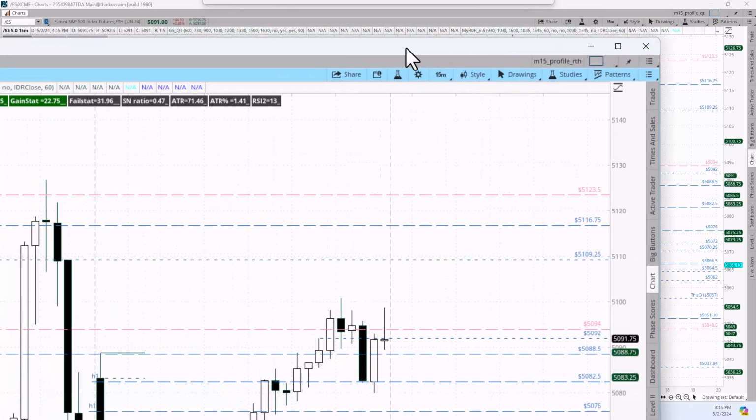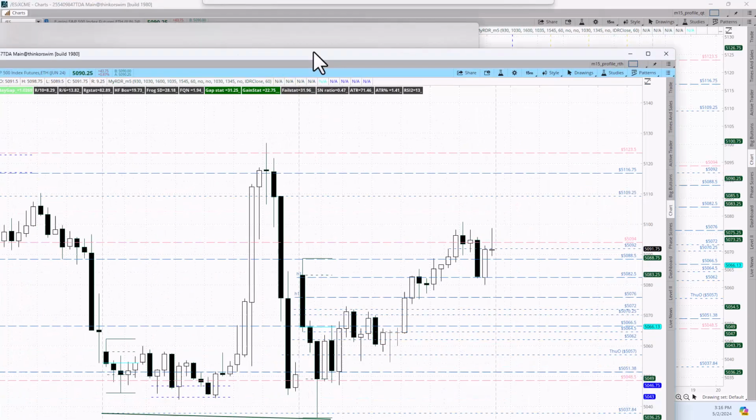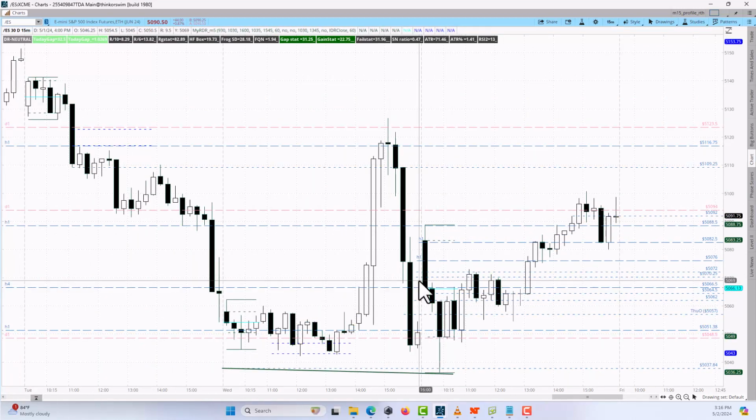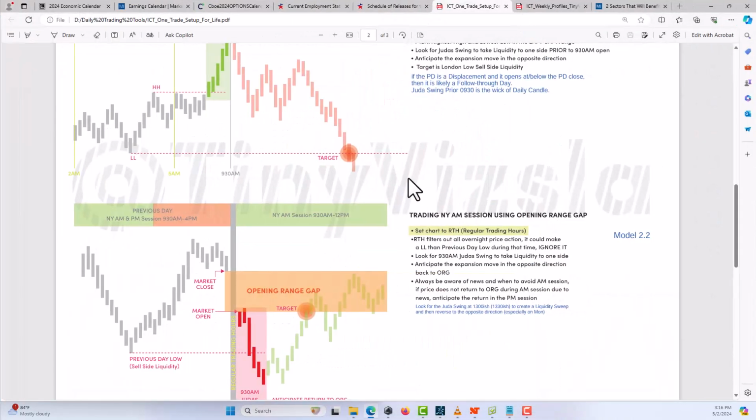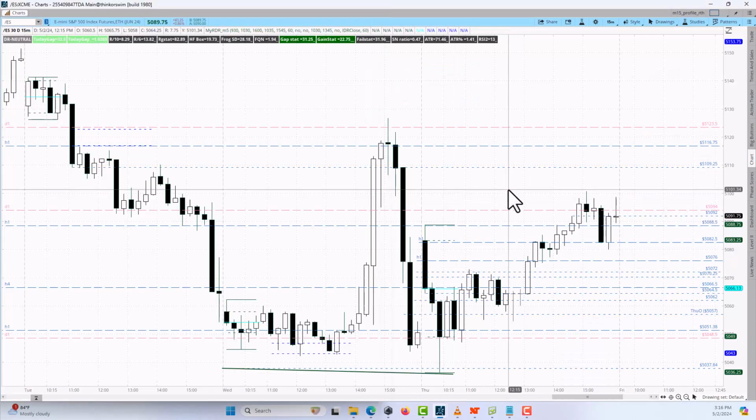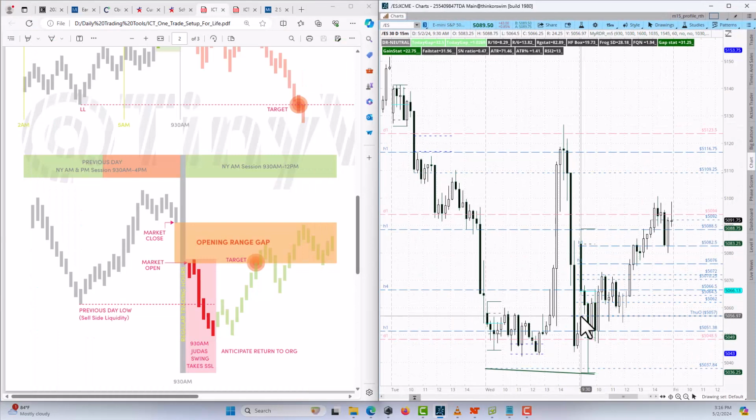If we look at the regular trading hour, right here, you see the gap up. If it falls into the ICT model, what model? Model 2.2 right here. According to this model, you see the gap up, it's just inverse. So with a gap up, it should continue to run up, but it did not. It reversed back.